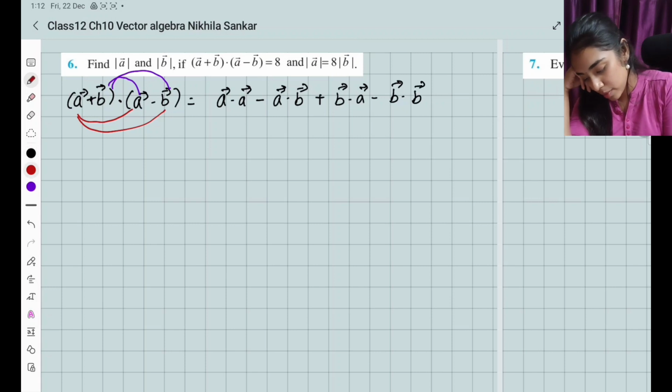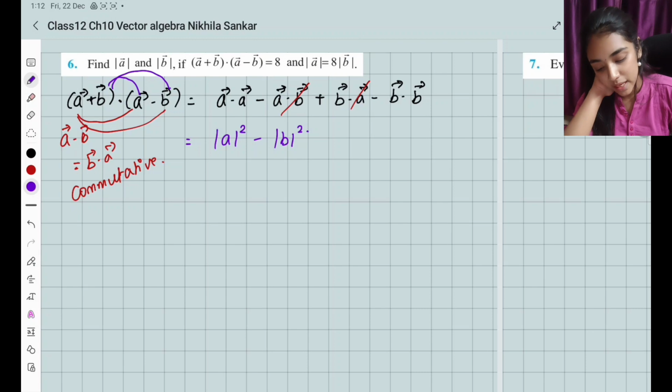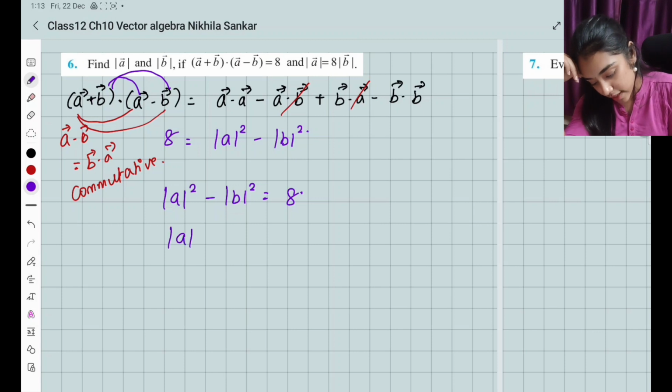I know commutativity, what do we know? A dot B is equal to B dot A. Why? Commutative, right? We have studied all this. So, by the commutative property, this gets cancelled. So, A dot B and B dot A get cancelled. I'll be left with mod A the whole square minus mod B the whole square. A dot A is mod A, and B dot B is going to be mod B the whole square. Okay. Now, this is given to be 8. So, I know that mod A whole square minus mod B whole square equals 8. And it is also given that mod A equals 8 times absolute value of B.